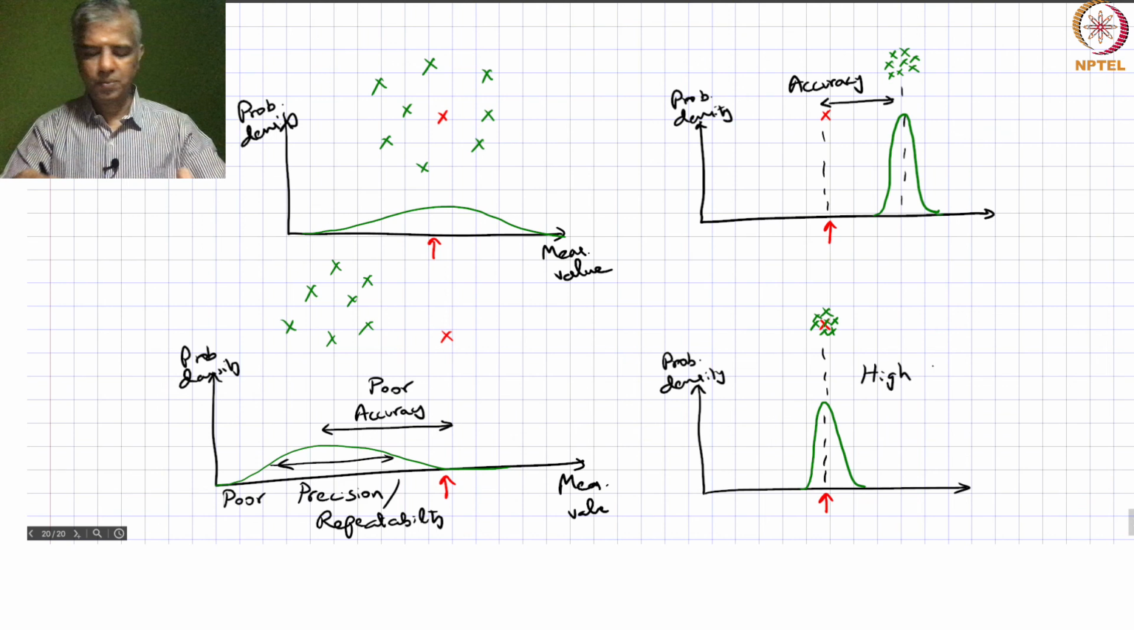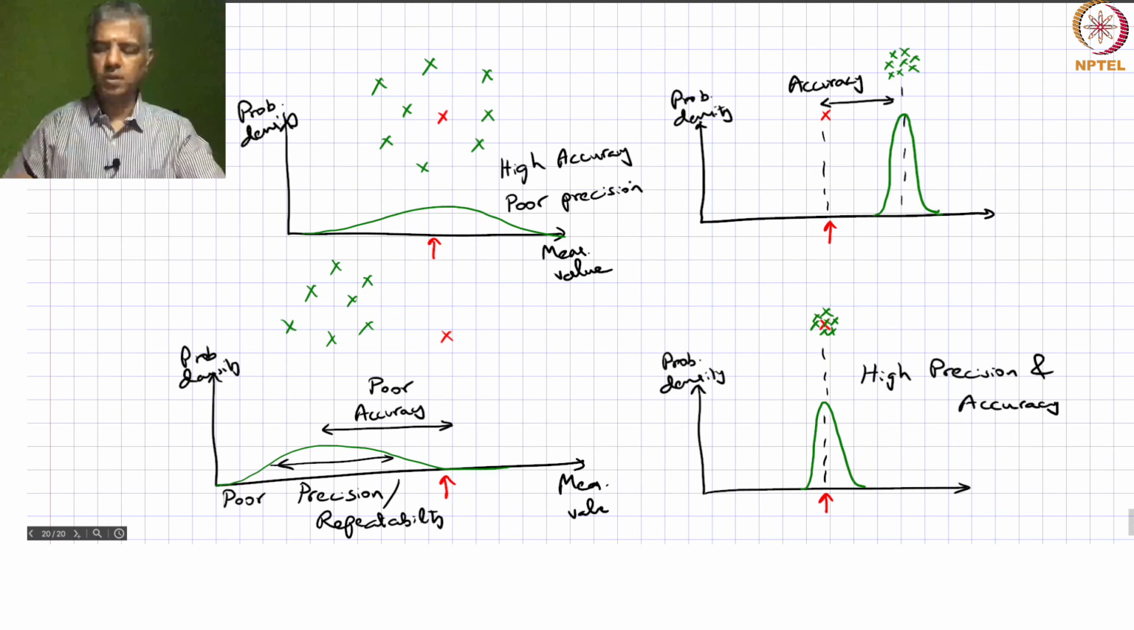And this is like high precision as well as accuracy. This is a case of high accuracy because the central value is still reasonably accurate, but this is basically poor precision because there is a lot of uncertainty in terms of the measurement.